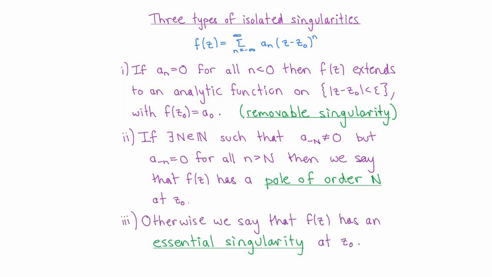The other possibility is that there's no such integer capital N. In that case, the negative part of the tail of this series doesn't terminate in a string of zeros, and we call the point z0 an essential singularity for the function f.